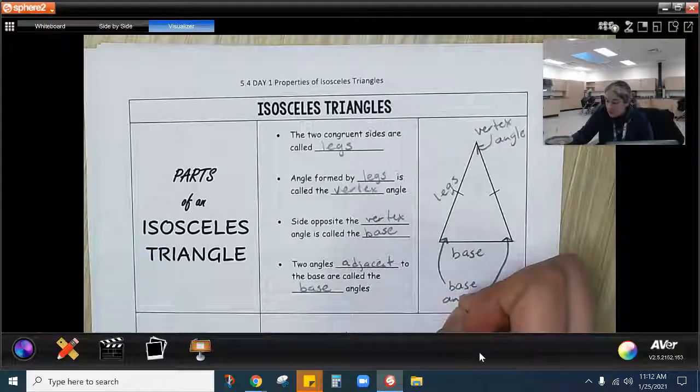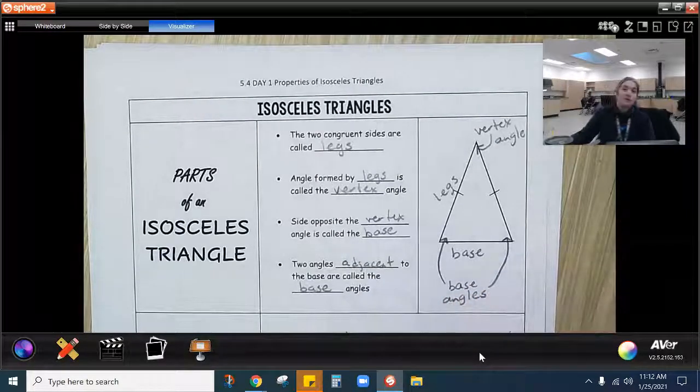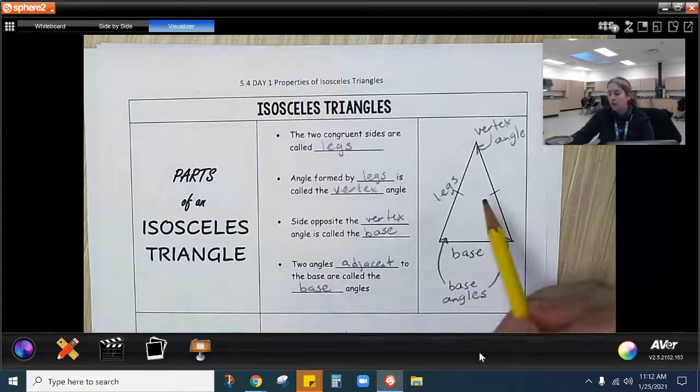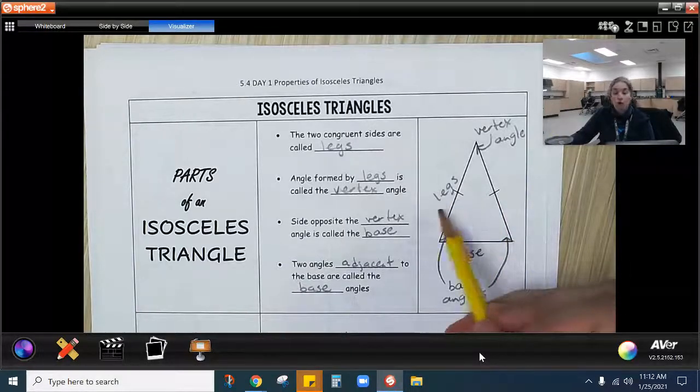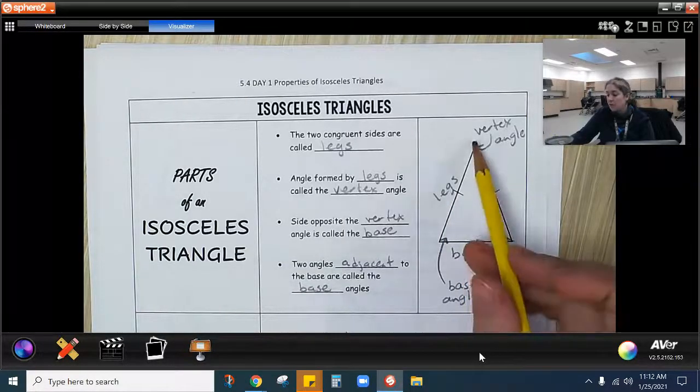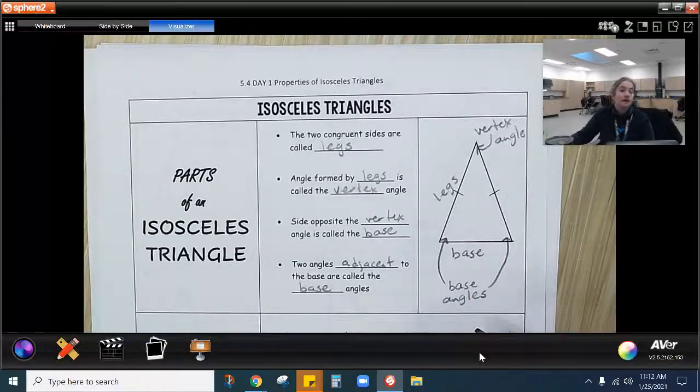And the reason we need to know this is because we're going to be talking about what's special, not only about the legs. We know for isosceles triangles that these legs are congruent, but also about this vertex angle and these base angles. All right, they tell us some things that can be really, really handy.